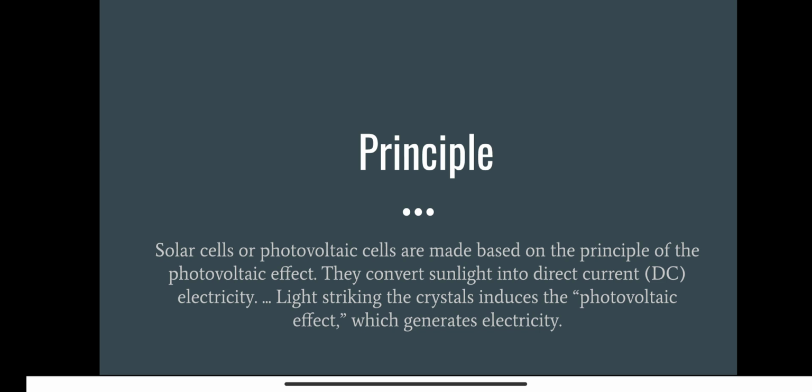Principle of the solar cell. Solar cells or photovoltaic cells are made based on the principle of the photovoltaic effect. They convert sunlight into direct current (DC) electricity. Light striking the crystals induces the photovoltaic effect, which generates electricity.